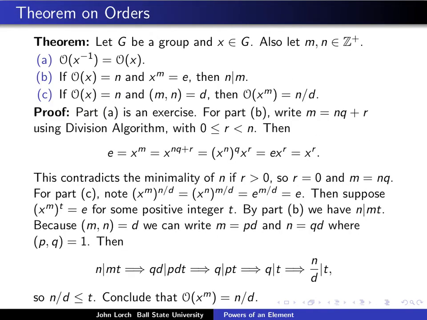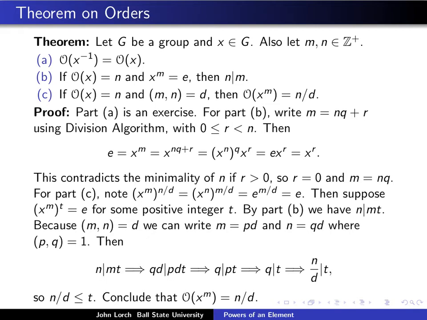Here we have a theorem that can make computing the order of a group element easier. So we start with a group G and an element x in G, and then we let m and n be positive integers. The first result says that the order of x inverse is exactly equal to the order of x. The second result says that if the order of x is n and x to the m is the identity, then n must divide evenly into m.